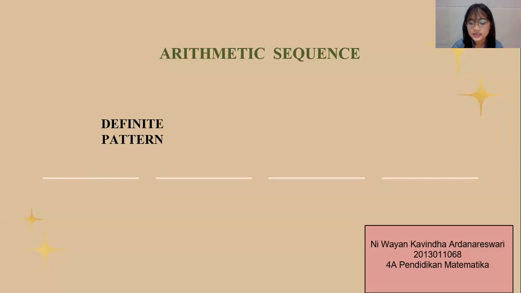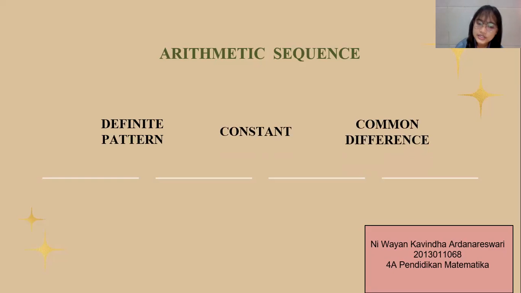And the second keyword is constant. If you take any number in the sequence and subtract the previous one, and the result is always the same, or constant, then it is an arithmetic sequence. And the last keyword is common difference. The constant difference between all pairs of consecutive or successive numbers in a sequence is called the common difference, denoted by the letter D. We use the common difference to go from one term to another.